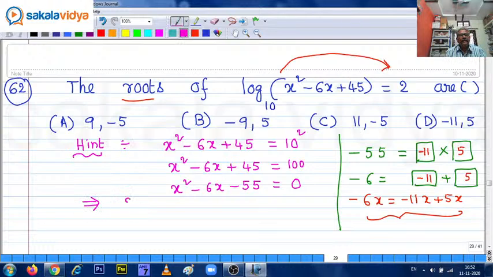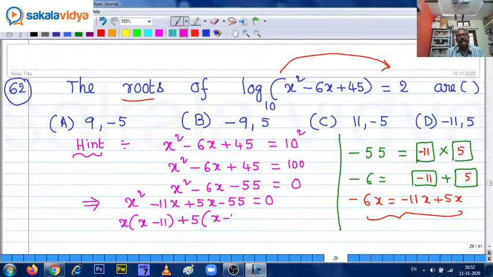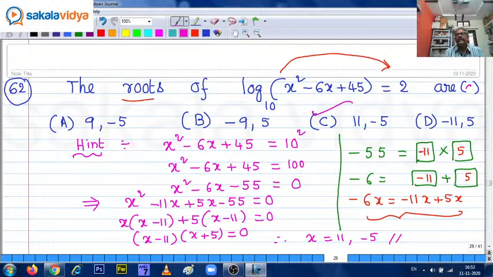So now this can be solved: x square minus 11x plus 5x minus 55 equals 0. First two terms take x common, we have x minus 11, plus 5 common, we have x minus 11 equals 0. So we have x minus 11 common. (x minus 11) into (x plus 5) equals 0. So therefore directly we can write x is equal to 11 and minus 5 is the answer. So option C is the right option.